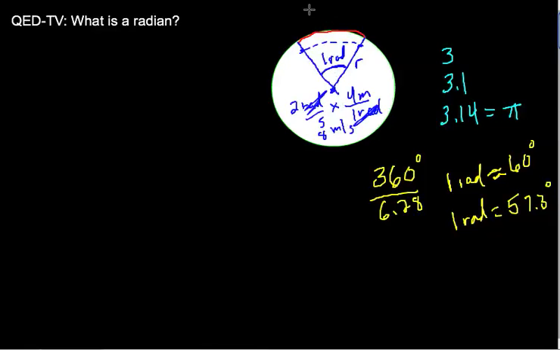So all I need to know, if I know their rotational velocity, like how many radians per second they're going, all I have to do is take it times their radius to find out how fast they are actually going in meters per second. So hopefully that explains what a radian is and how we can convert it to actually meters per second.